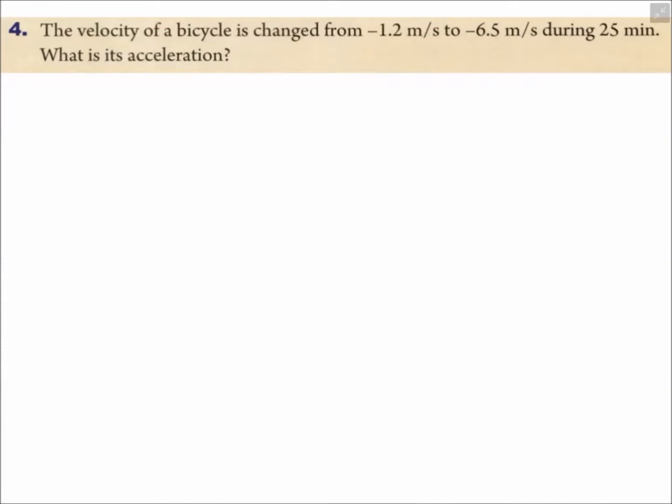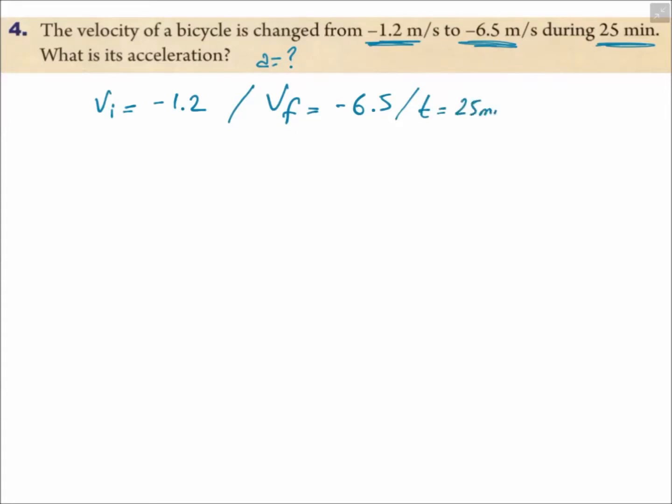In this question it says the velocity of the bicycle changed from negative 1.2 meters per second to negative 6.5 meter per second during 25 minutes. What's the acceleration? So it's asking acceleration, the initial velocity is negative 1.2 and the final velocity is negative 6.5 and the time is given, 25 minutes. So I have to convert it into seconds.